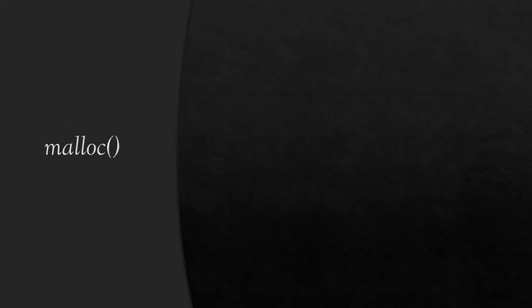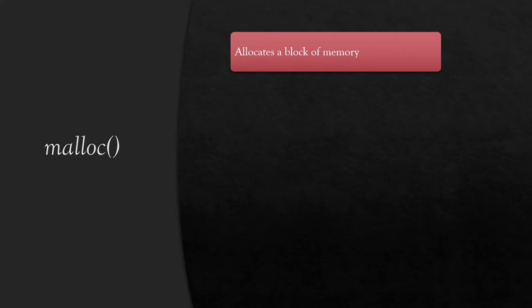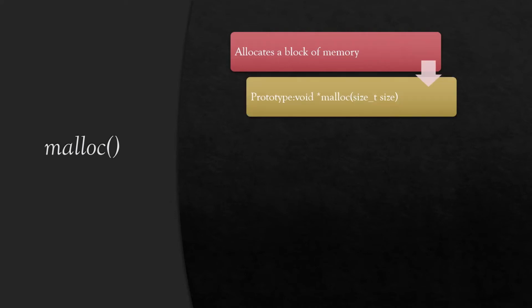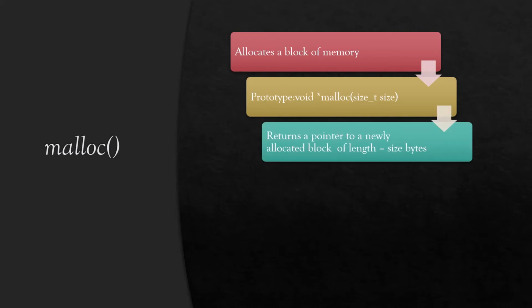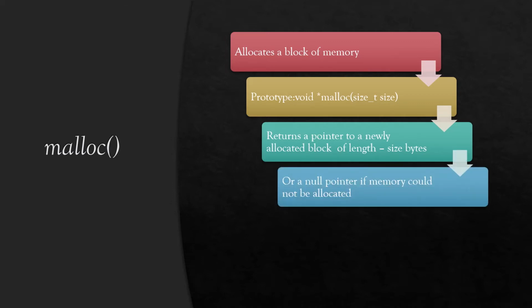Now let's take each of these in detail. So we have malloc, allocating a block of memory. The prototype here returns a void pointer. A void pointer, why? So that it can then be assigned to any data type. That's the reason. And you can see the argument is a size_t type size. And so this function returns a pointer to a newly allocated block of length size bytes, or a null pointer if memory could not be allocated. So on failure, malloc returns a null, right?